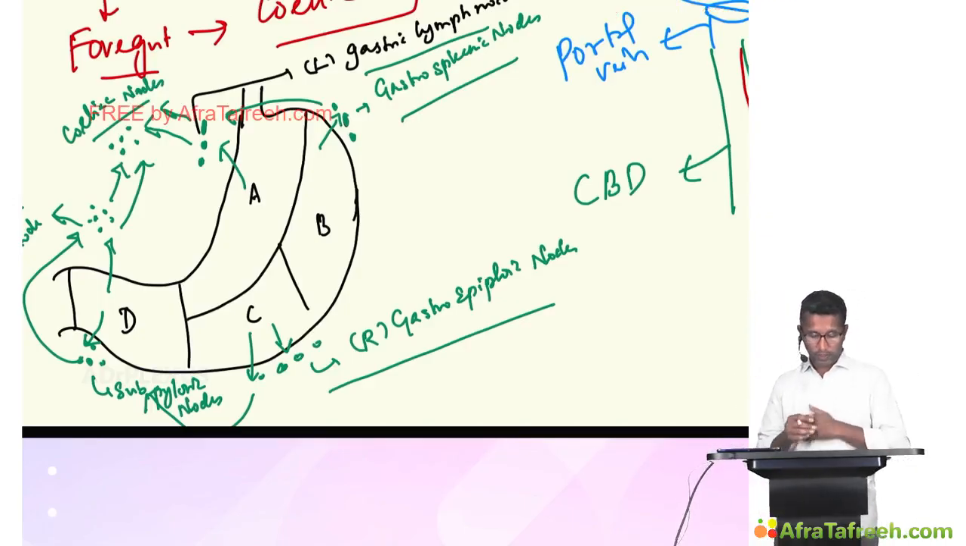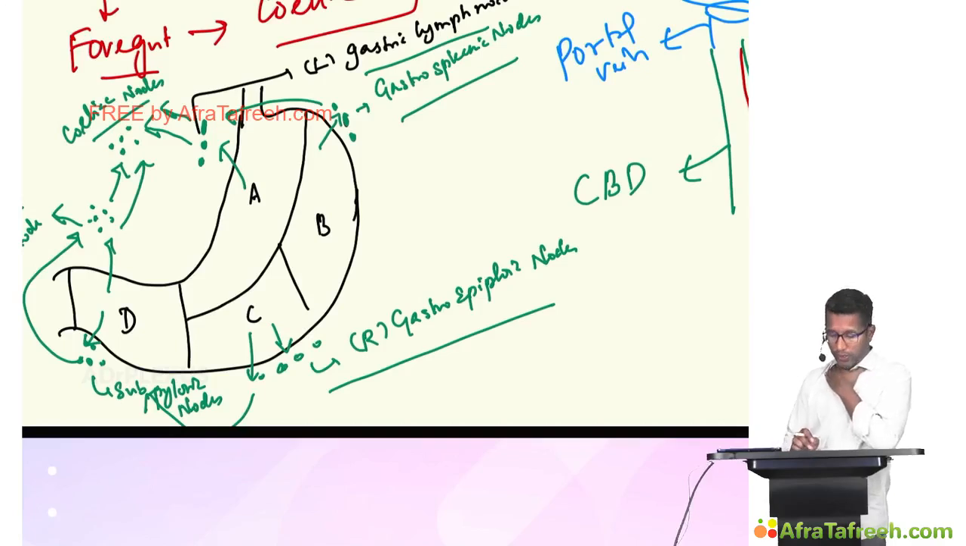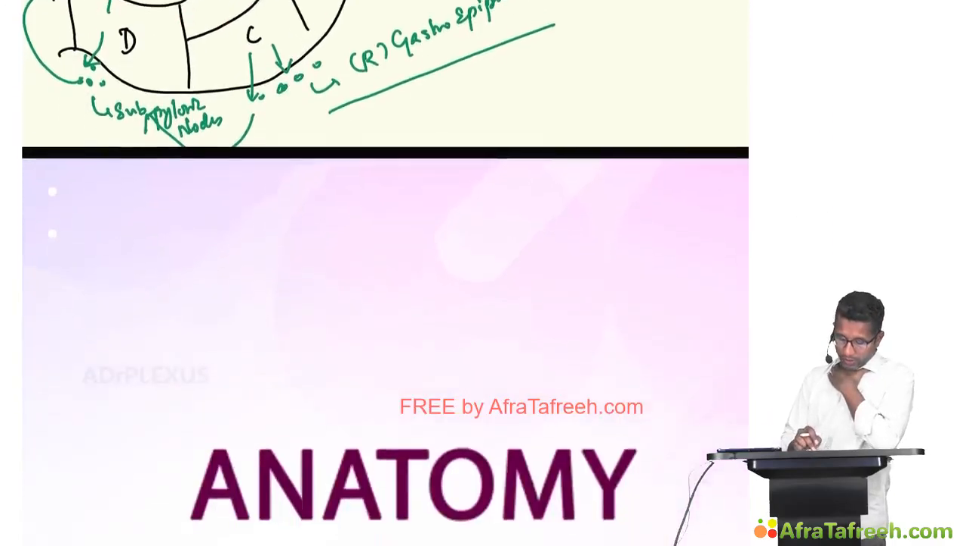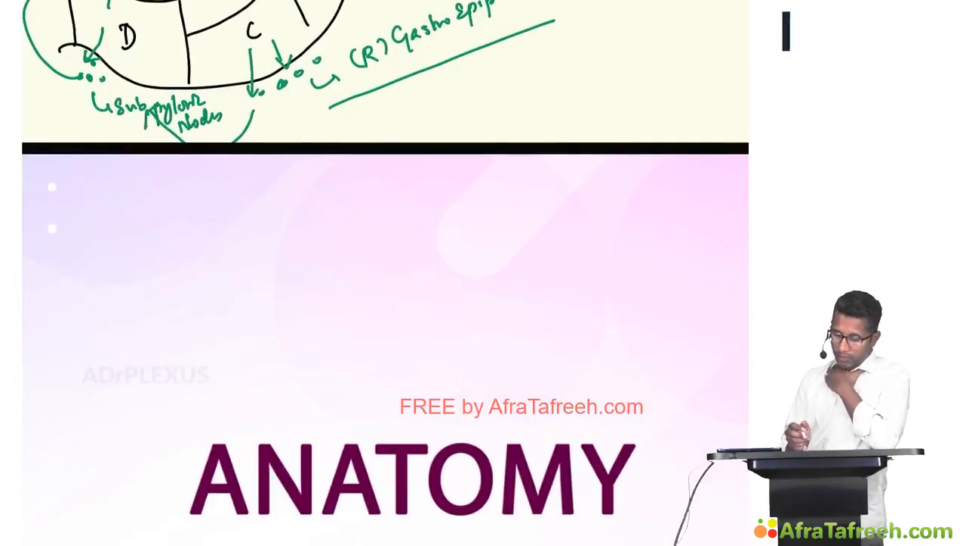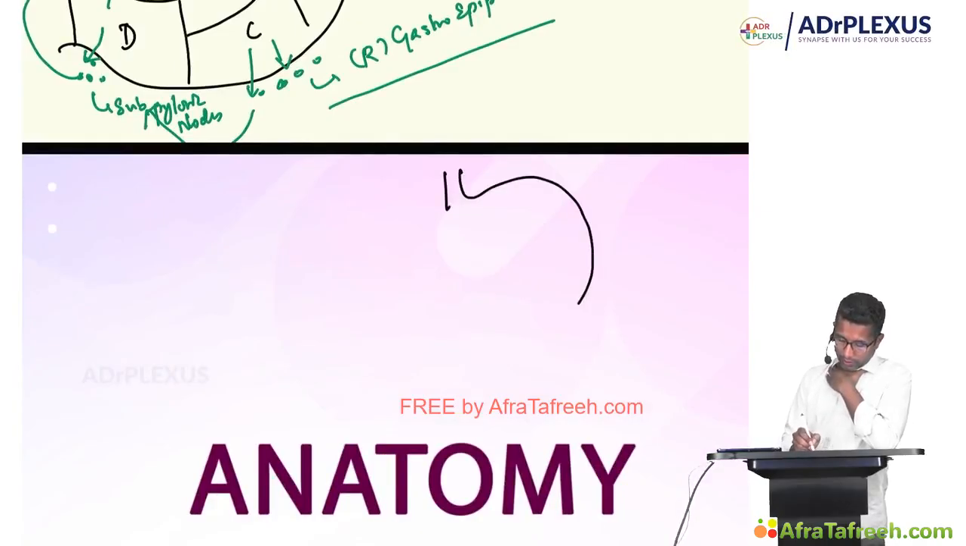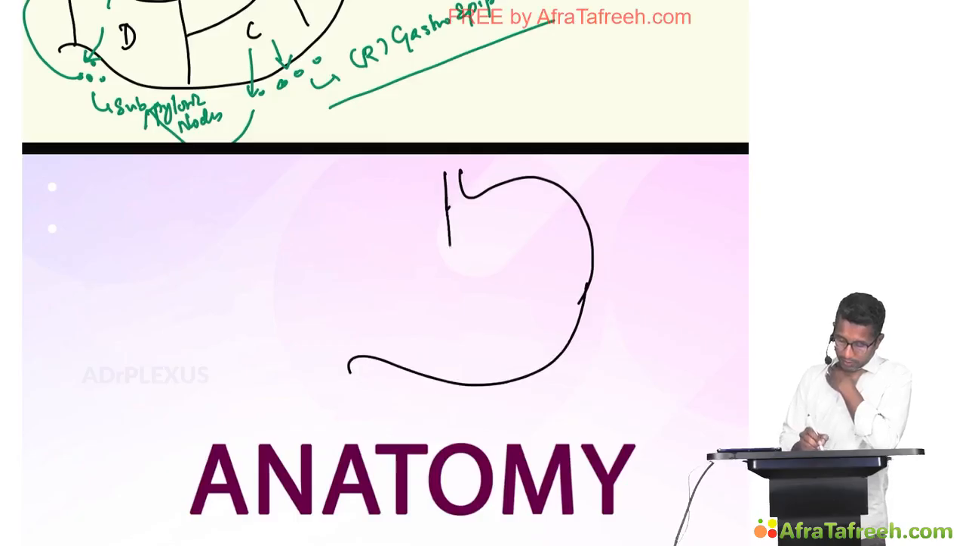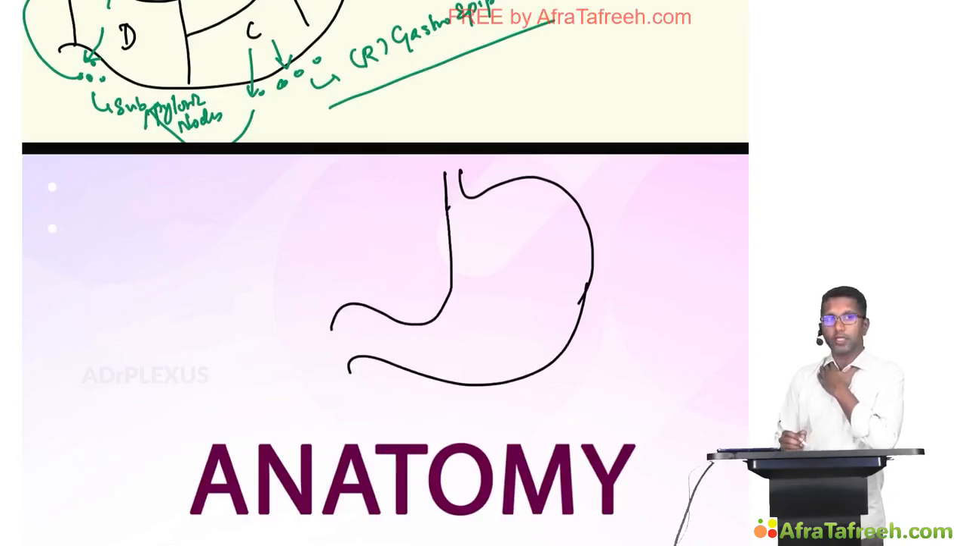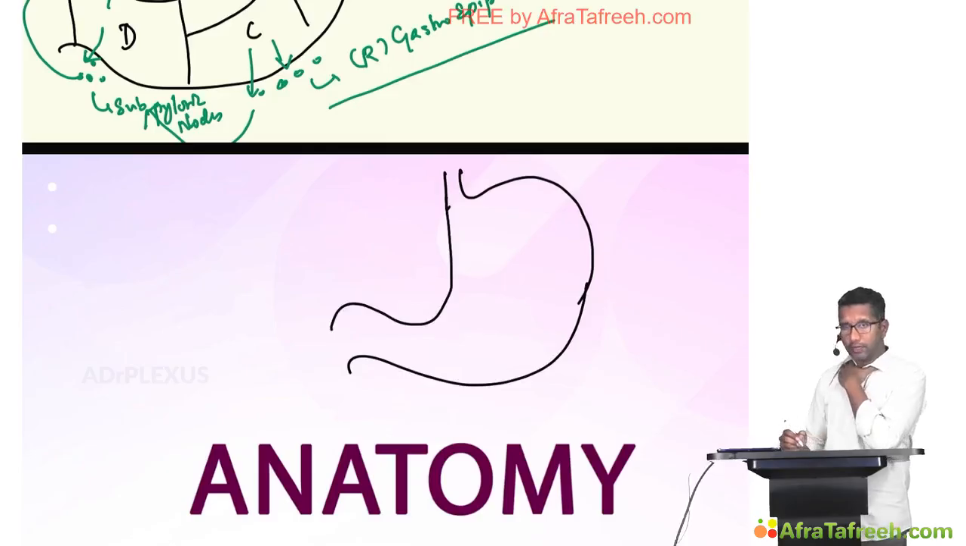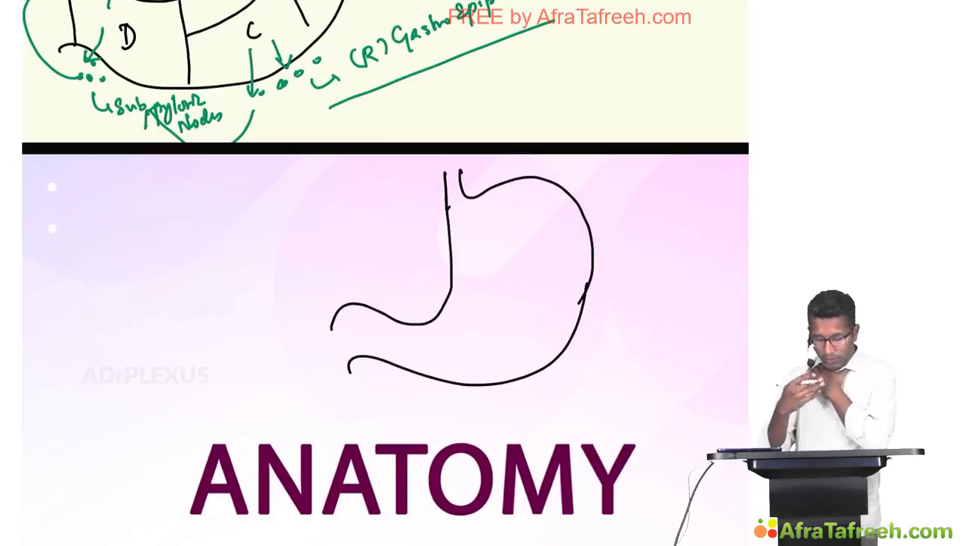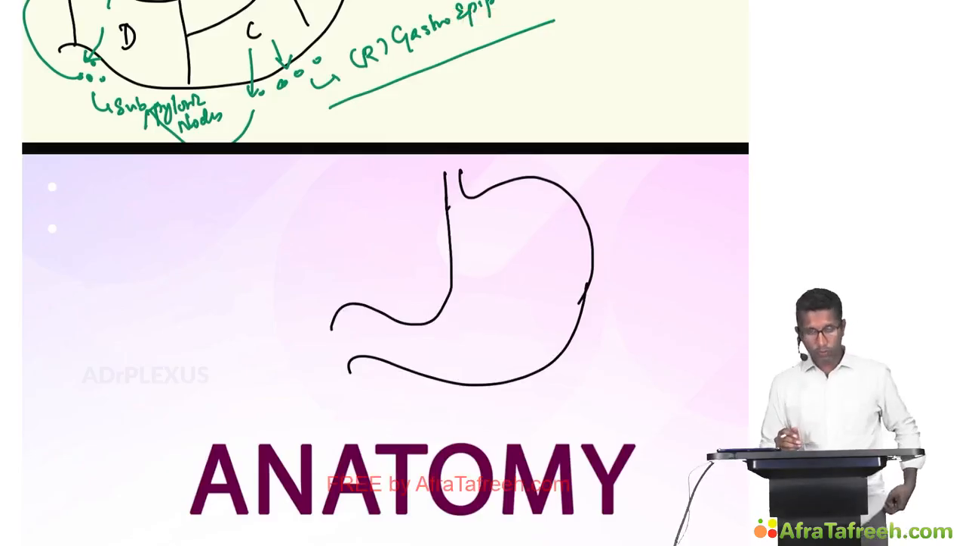So with this background, we'll move to the nerve supply of the stomach, guys. So this is the stomach. What you see here is the anterior surface of the stomach, and what you don't see, just behind the stomach, is the posterior surface of the stomach.